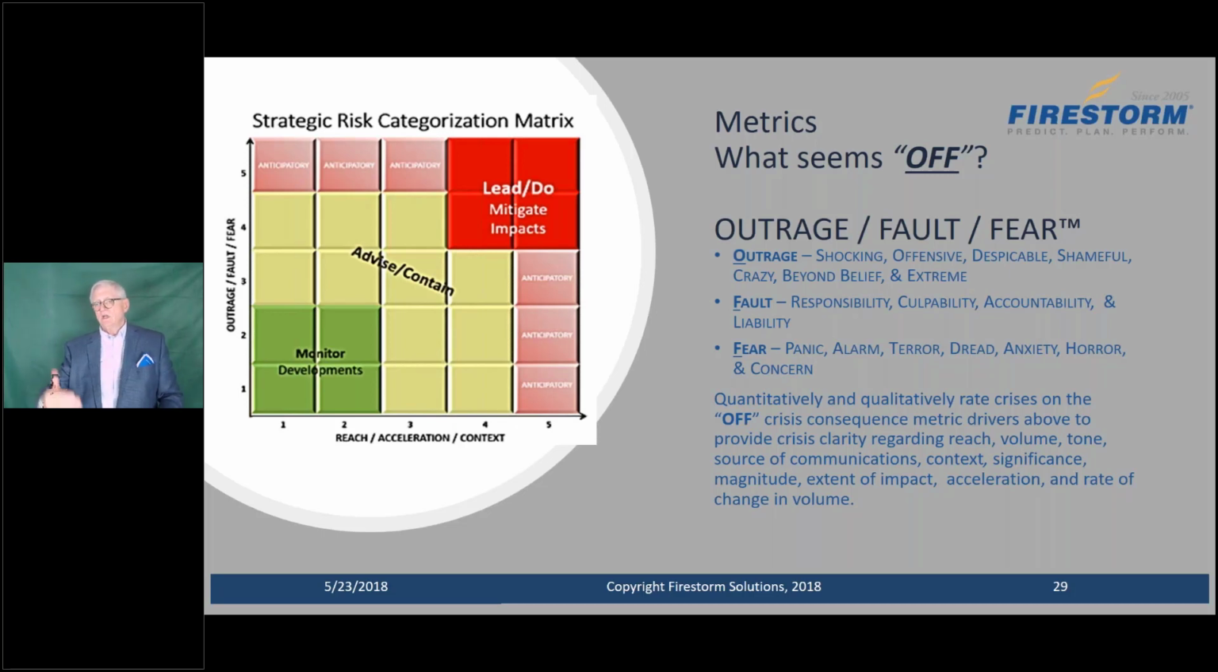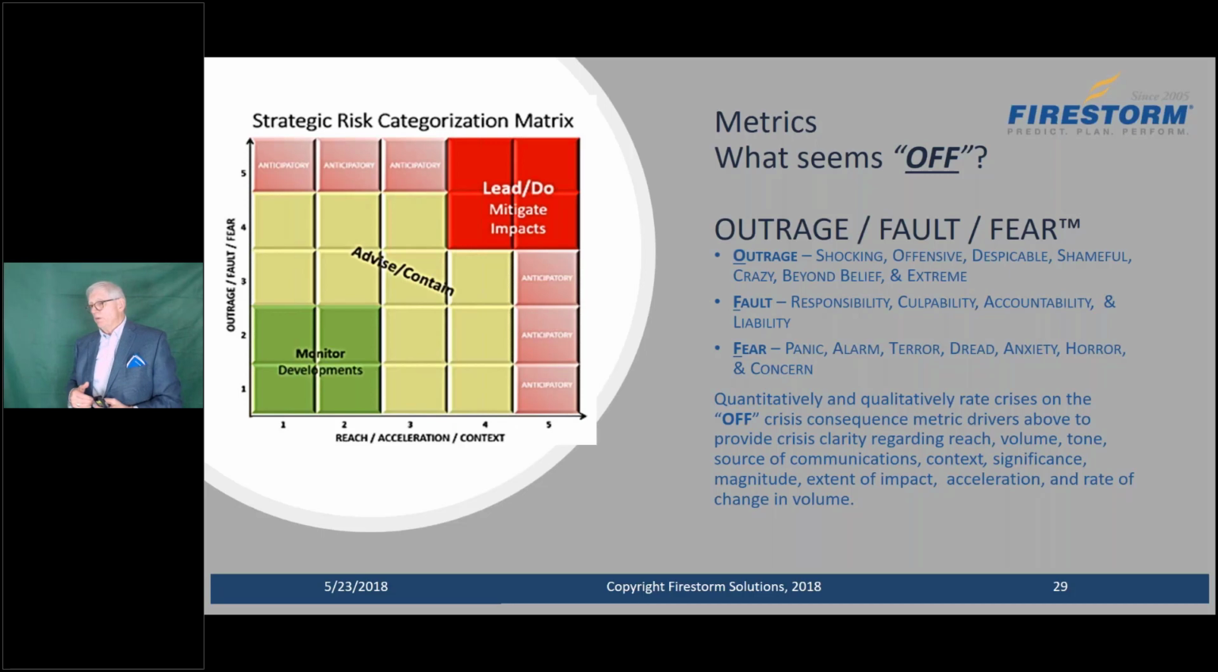If we did a message, did that lower the outrage? Did we transfer the fault away from us? Did we settle the fears? Those elements come together directly in that environment. And we measure that in terms of reach, acceleration, and context.